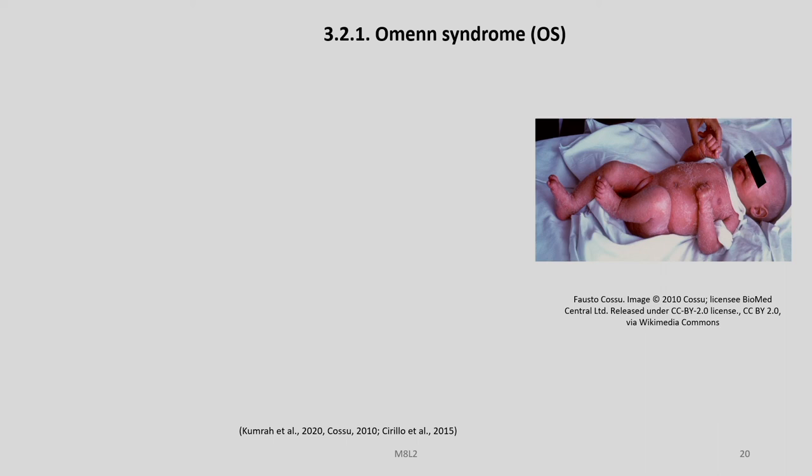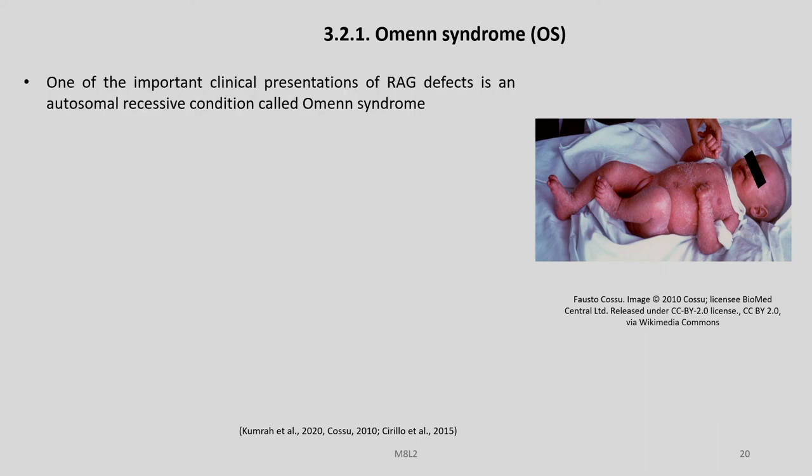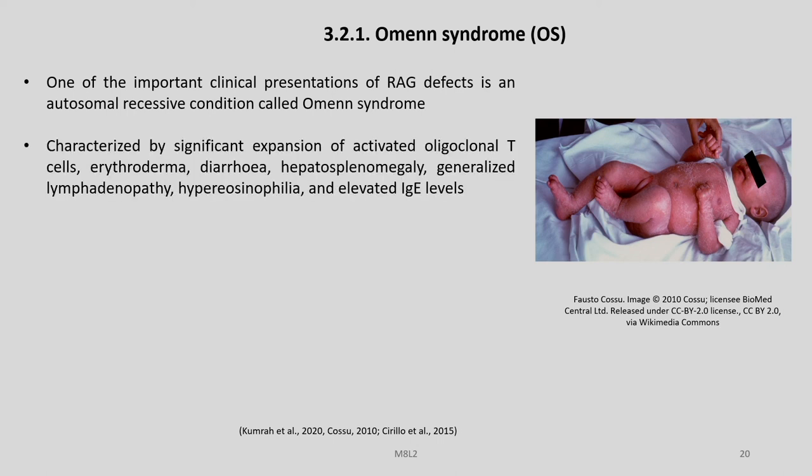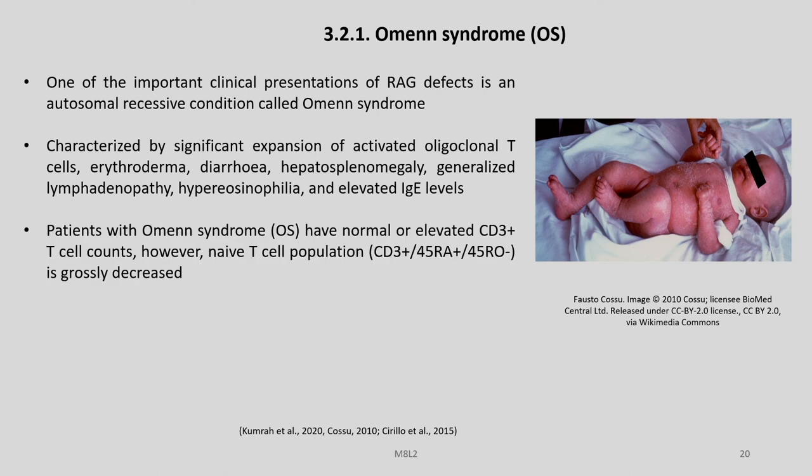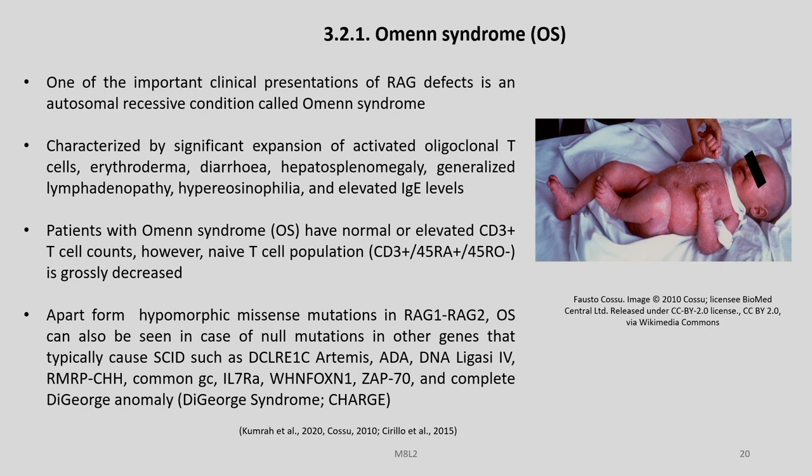Let us discuss Omenn syndrome or OS, which is one of the important clinical presentations of RAG defect, and it is an autosomal recessive condition, which is characterized by significant expansion of activated oligoclonal T cells, erythroderma, diarrhea, hepatosplenomegaly, generalized lymphadenopathy, hypereosinophilia, and elevated IgE levels. Patients with Omenn syndrome have normal or elevated CD3-plus T cell counts. However, the naive T cell population is grossly decreased.